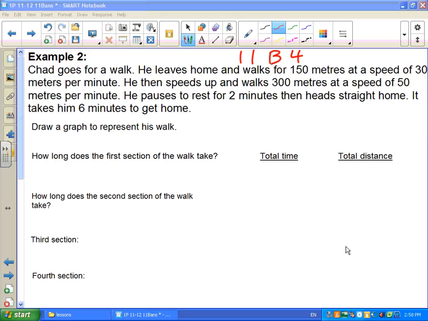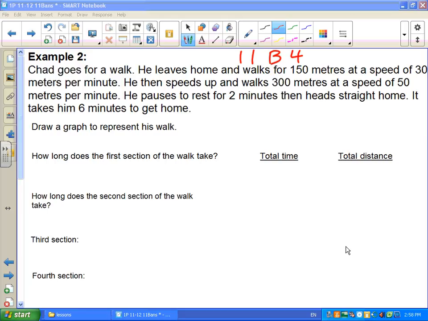Okay? So here's the situation. Chad goes for a walk. He leaves home and walks for 150 meters at a speed of 30 meters per minute. He then speeds up and walks 300 meters at a speed of 50 meters per minute. He pauses to rest for 2 minutes, then he heads straight home. And it takes him 6 minutes to get home. We want to draw the graph that represents his walk.